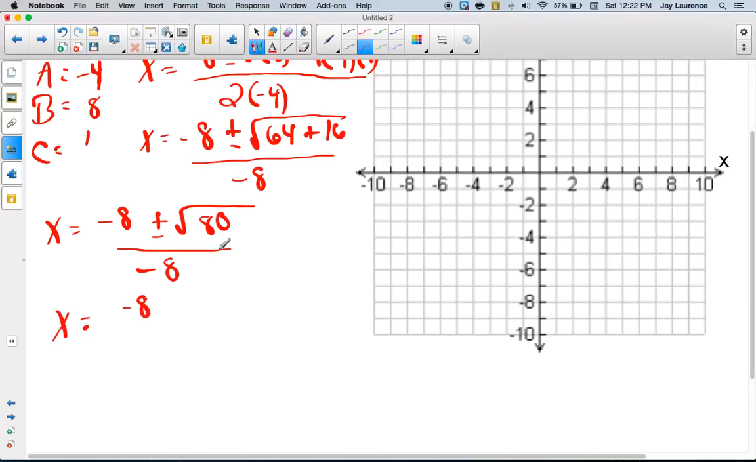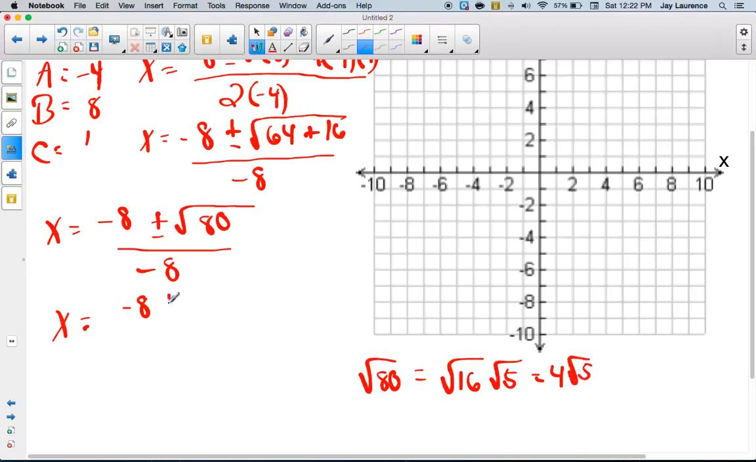I'm going to break down the square root of 80. So let's see here, the square root of 80. I need a perfect square that goes into 80. The bigger the better. I'm thinking 16. I think 16 goes in 5 times, right? Yeah. So I could rewrite the square root of 80 as the square root of 16 times the square root of 5, which is going to equal 4 rad 5.